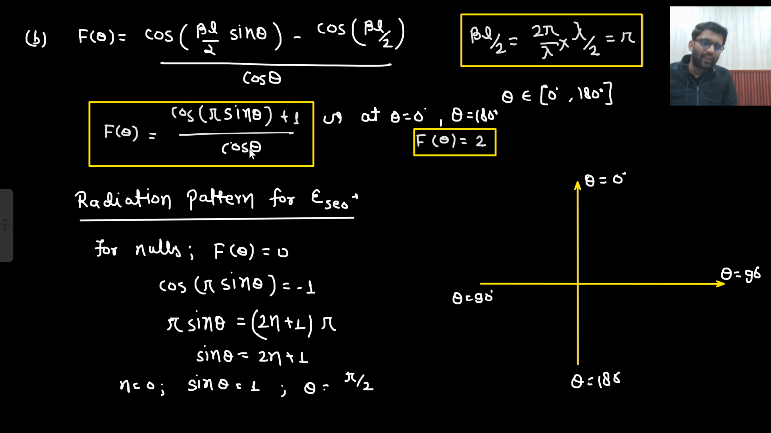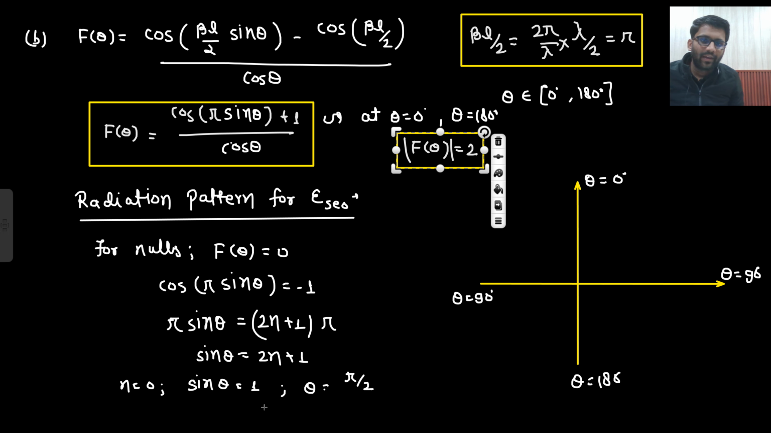If you talk about the magnitude, cos 180 will be minus 1. So here if you put sine 180, that would be 0. Cos 0 is 1, 1 plus 1 is 2. 2 divided by minus 1, that would be minus 2. But you need to take the magnitude. So if I take the magnitude, I am getting f theta equals to 2 only. So at theta equals to 0 degree and 180 degree, the mod of f theta you are getting is 2 only.